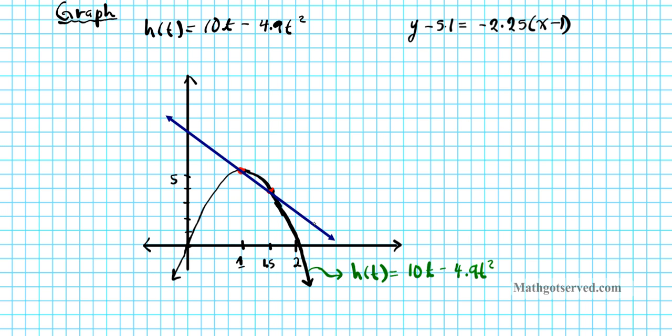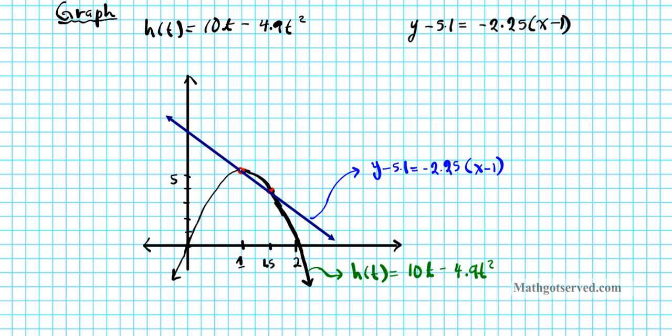Let's write down the equation. So this is your secant line, y minus 5.1 equals negative 2.25 times x minus 1. Okay, so there goes your secant line. And then the slope right here, that's what we calculated before. That's the average rate of change. Let's indicate that on our graph also.